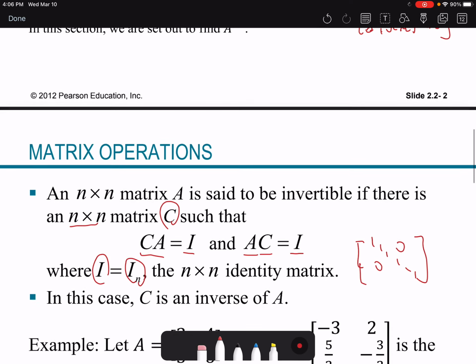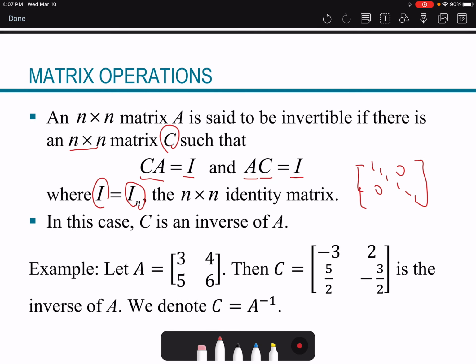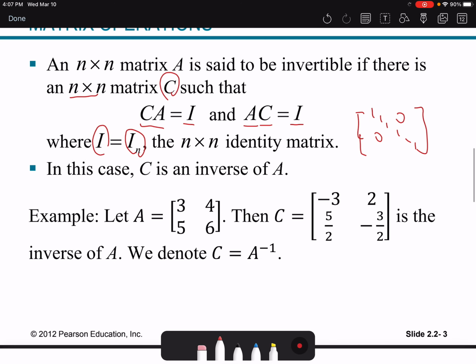Okay, for example, let 3, 4, 5, 6 be A. Then this matrix, negative 3, 2, 5 and a half, negative 3 and a half is the inverse of A. How do we know? Let's go ahead and multiply 3, 4, 5, 6 by negative 3, 2, 5 and a half, negative 3 and a half. Let's see what that equals to.